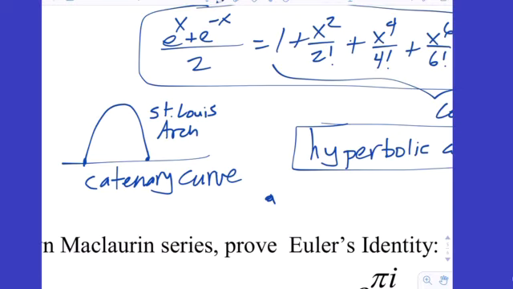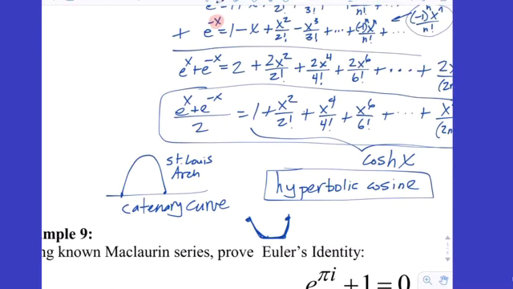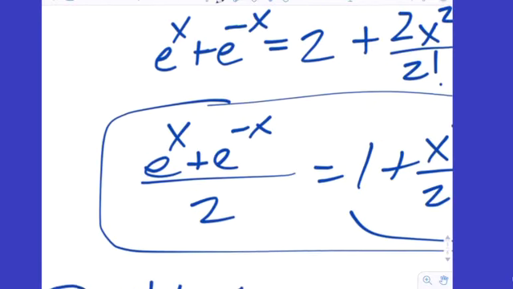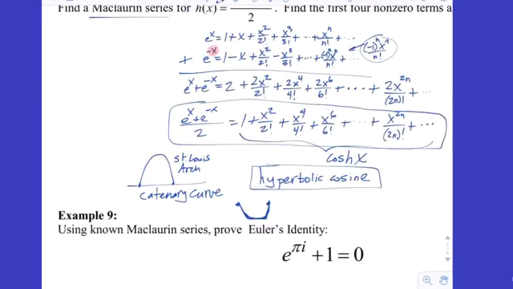If you were to take a weighted chain and suspend it, the way that it would hang because of gravity looks parabolic, but it's a little bit flatter near the top. And that's called a catenary curve. And so if you were to graph e to the x plus e to the negative x over 2, you would see something that resembles a parabola. Okay, but it's not. It doesn't behave the exact same way. It doesn't have the same focal properties as sine or cosine.